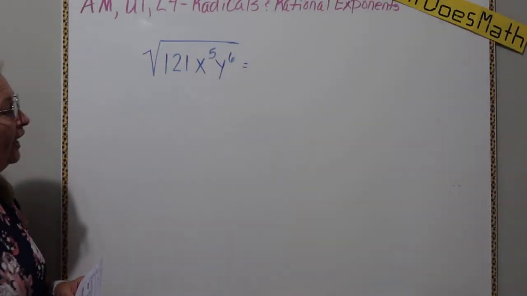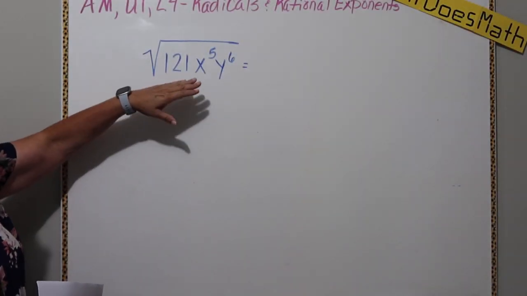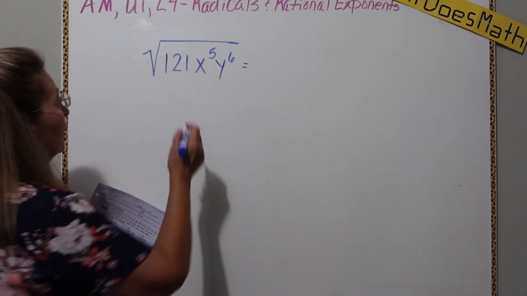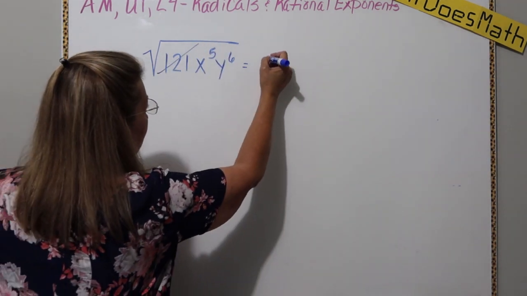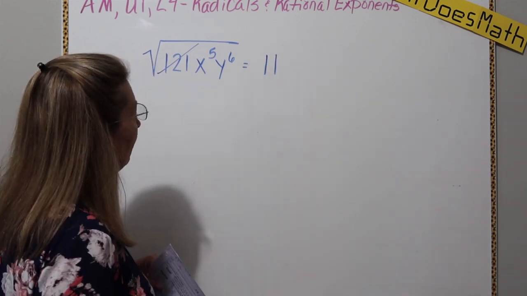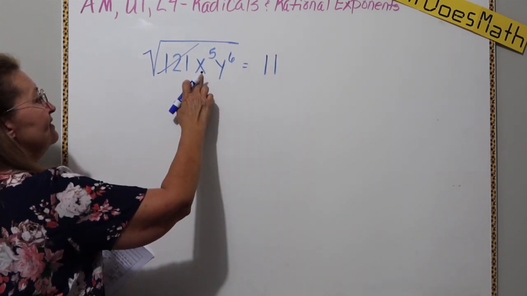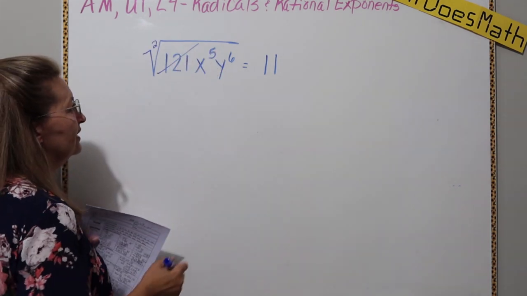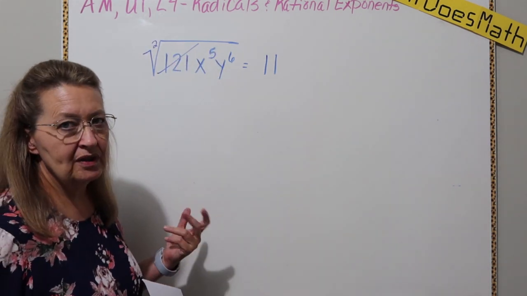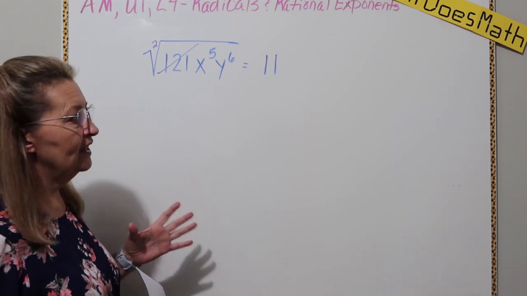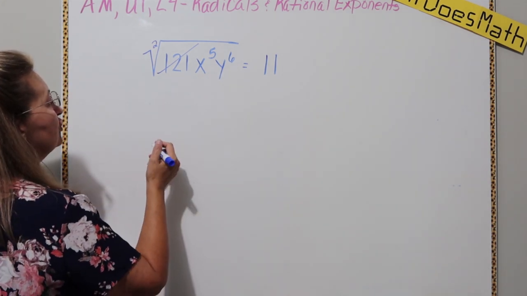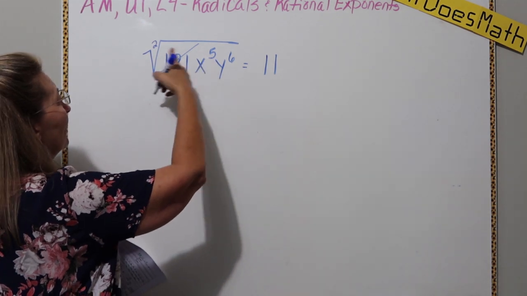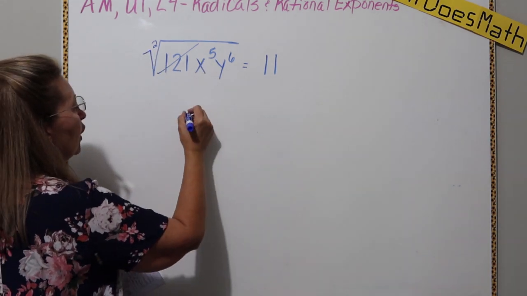Okay, I want to find the square root of 121 x to the 5th y to the 6th. So let's see what can we pull out. Well, the square root of 121 is 11. All right. Now, this is interesting because my index here is 2. This is a 5. 5 divided by 2 is not a whole number. That's not nice. So let me show you how to do one where you have an exponent that is not a multiple of your index.